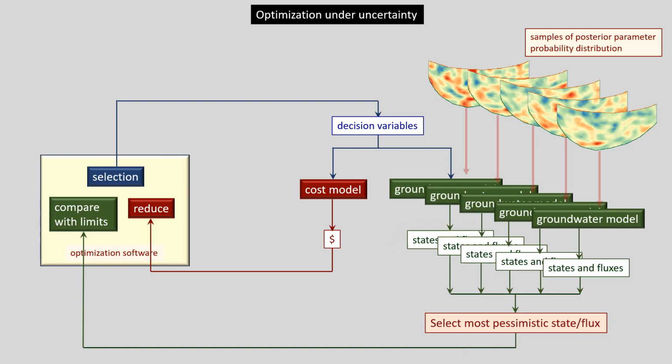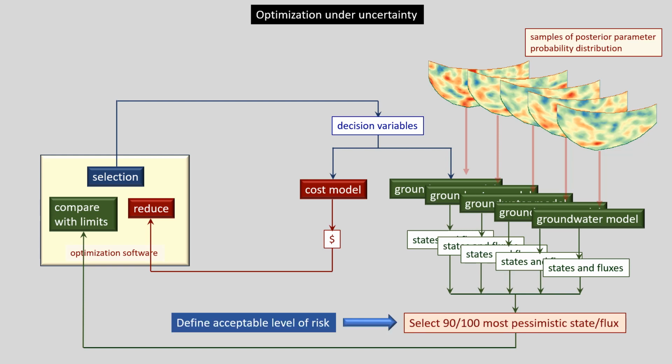Well, probably we should use lots. Many samples of the posterior probability distribution of model parameters. Then run the groundwater model many times. And then instead of looking at any one output, we look at them all. And if we're particularly risk averse, we might say, I'm going to choose the most pessimistic of these states and fluxes, and that's going to be my constraint in this optimization problem, this minimization under constraint problem that I'm solving. I want to be very sure that there are no circumstances for which I violate the constraints.